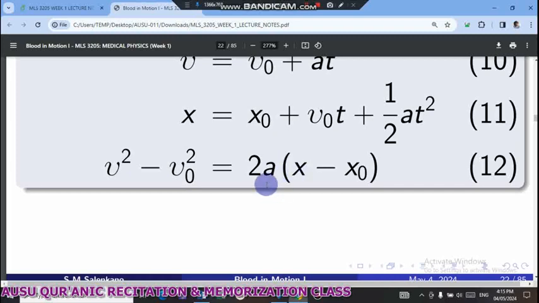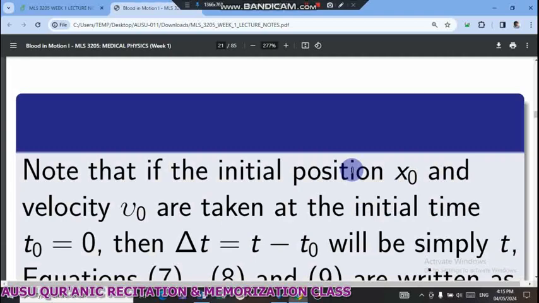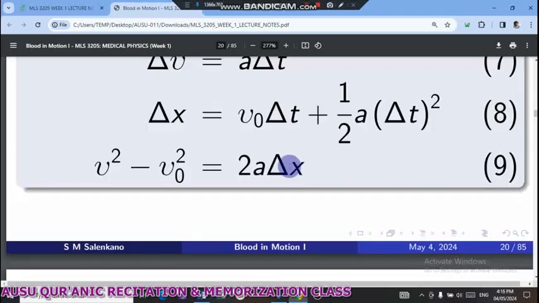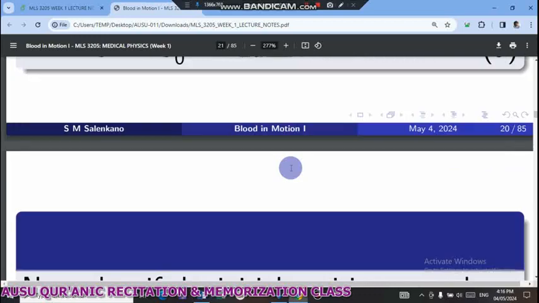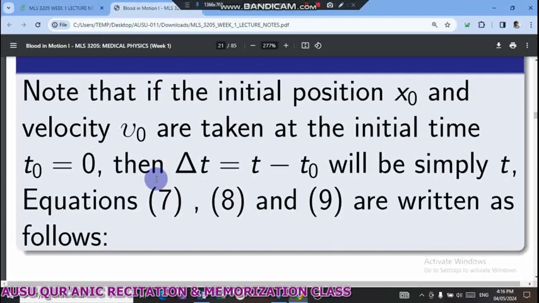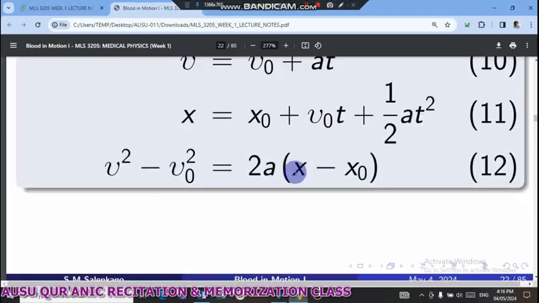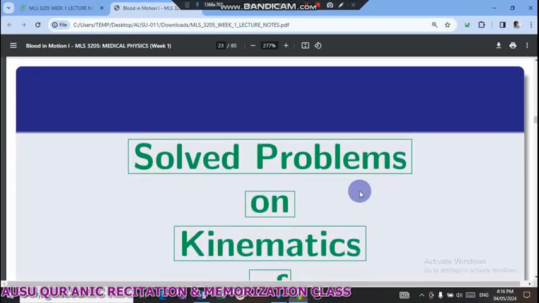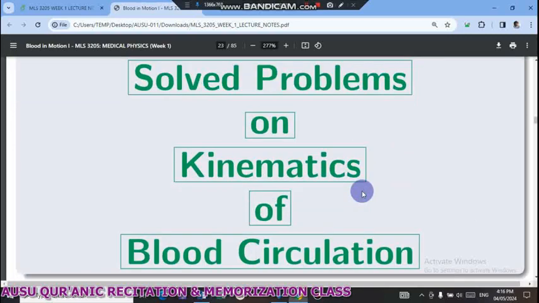It should be delta x, but remember delta x is displacement, and displacement is final position minus initial position. So instead of the delta x that I have in equation 9, I can put x minus x naught. This is the measurement of delta x, so I can put it there. Now alhamdulillah, we will solve problems on kinematics of blood circulation.